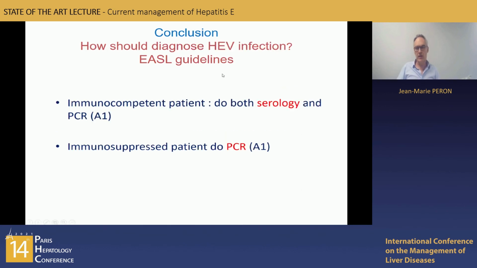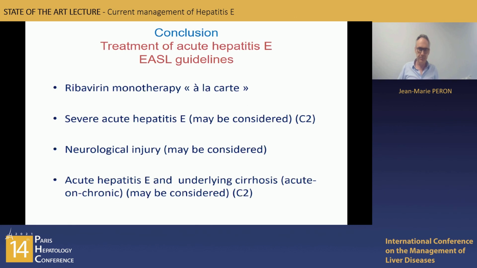So how do you diagnose HEV infection? If you can, you do the gold standard. In an immunocompetent patient, you do serology and PCR, and if you can, you do PCR in the blood and in the stools. If you only have access to serology, it's fine. It's a good way to diagnose acute hepatitis E. If your patient is immunosuppressed, you need to check for PCR, and the best is to do it in the stool and in the blood.